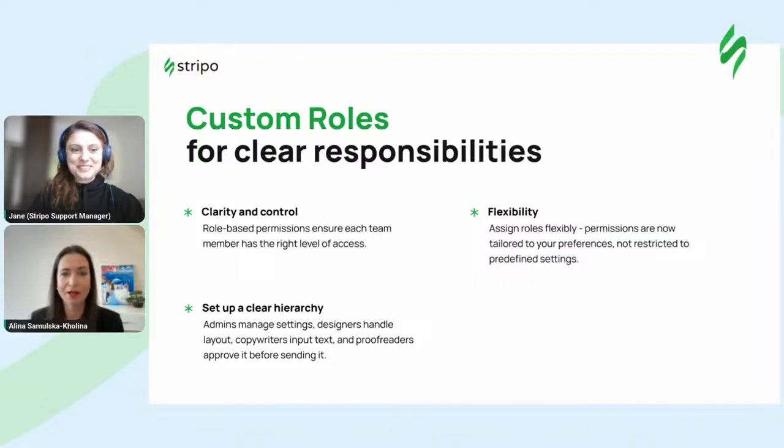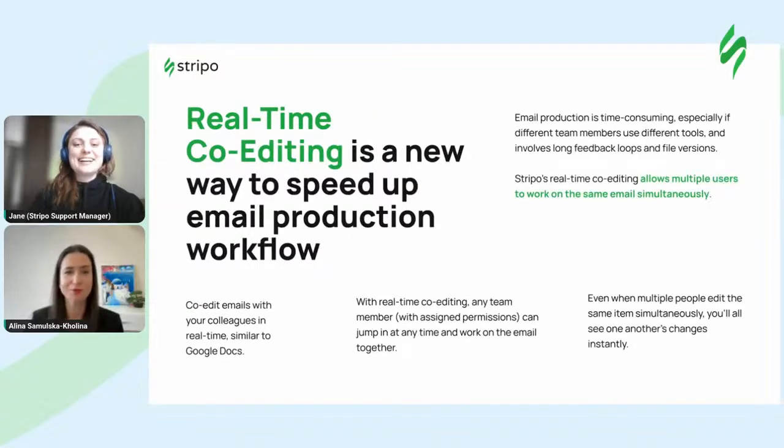And now let's move on to the next piece of the collaboration puzzle, and it's real-time co-editing. Here's the reality. Email production often takes way longer than it should. Why? Because different team members work in different tools, and adding feedback rounds, edits, and updated files, you're suddenly juggling 5 versions of the same email. Sound familiar? That's exactly the problem we set out to solve with real-time co-editing.